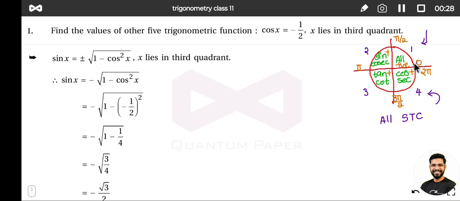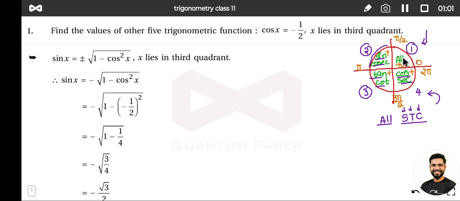Okay. So in the first quadrant, 0 to pi by 2, all the ratios are positive. In the second quadrant, pi by 2 to pi, sine and its reciprocal cosec are positive, remaining all are negative. Then the third quadrant, tan and cot are positive, remaining are negative. In the fourth quadrant, cos and sec are positive and remaining ratios are negative. Okay, so you can remember like this: all, sine, tan, cos. All sine, tan and cos. Okay, so we'll solve this question by using identities.